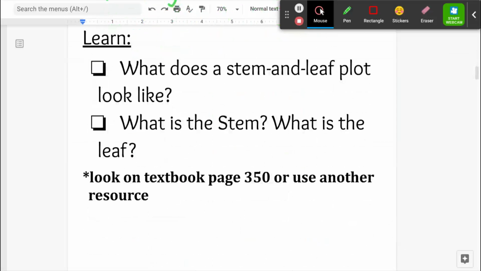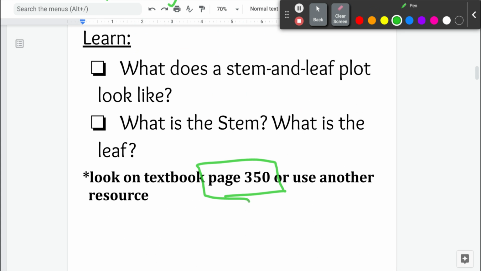Please go ahead and use textbook page 350 to answer these two questions. What does a stem and leaf plot look like? And what part's the stem and what part's the leaf? We'll pause the video while you look.